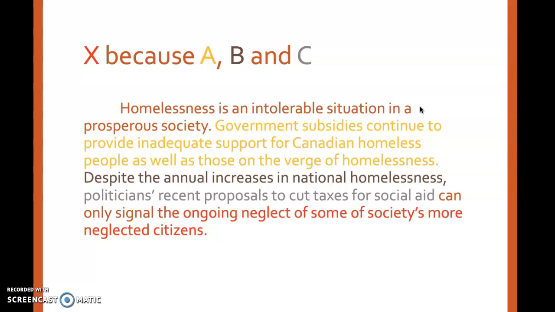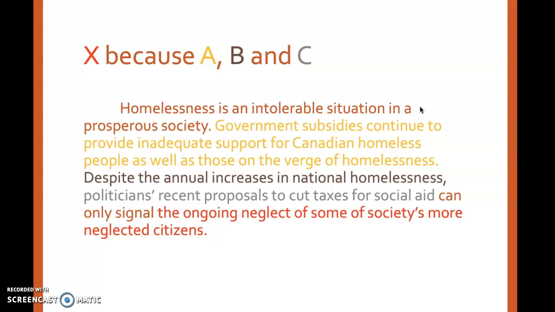Then the person begins to give us their A, their B, and their C, the main topics they're going to discuss later. Government subsidies continue to provide inadequate support for Canadian homeless people as well as those on the verge of homelessness. Okay, that's the first idea that they're going to use to prove their X.